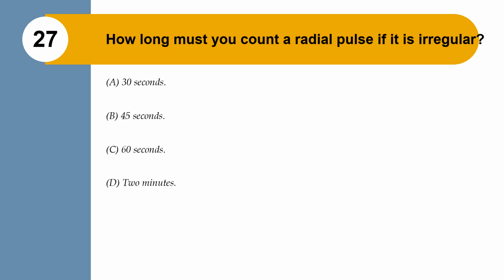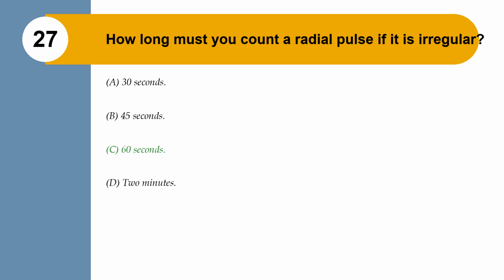Question 27. How long must you count a radial pulse if it is irregular? Option A, 30 seconds. Option B, 45 seconds. Option C, 60 seconds. Option D, 2 minutes.